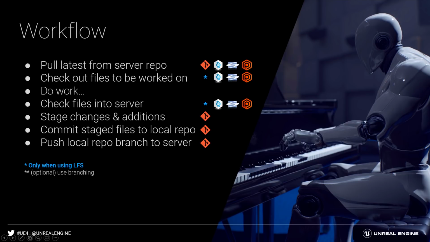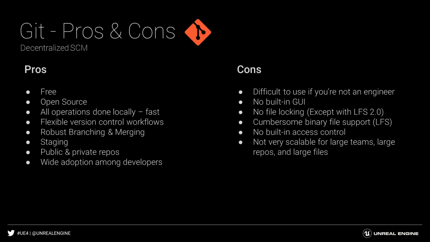All right, so let's continue on and we'll look at some of the pros and cons of using Git. In the pro category, Git is a decentralized or distributed version control system.